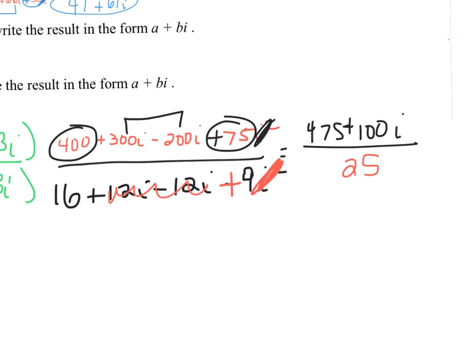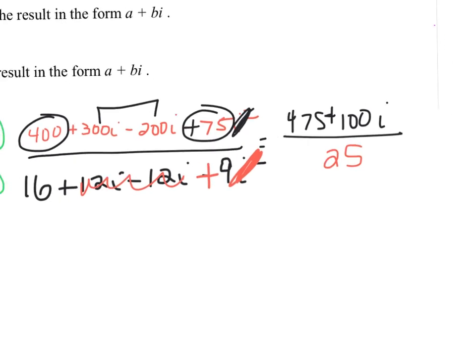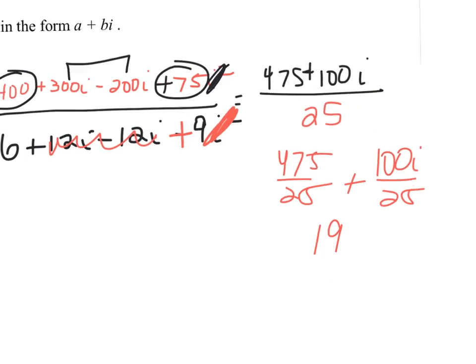And the last thing we have to do is what? Simplify. Okay, this really says 475 divided by 25, you're fine. And then 100 divided by 25. So again, you'll have a calculator, but what's 475 divided by 25? 19, plus, what's 100i divided by 25? 4i. Good.